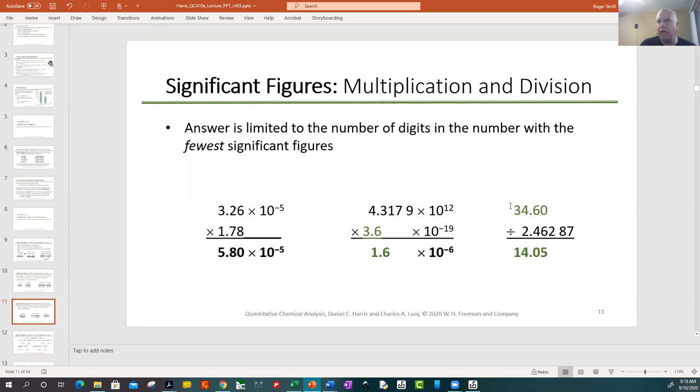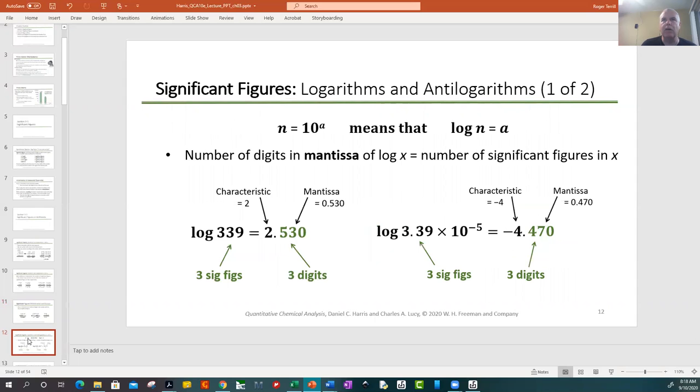Anyway, so 34.6 divided by this massive number, 34.60 rather, gives 4 sig figs in the answer. So this is 3 times 3 equals 3, 5 times 3 equals 2, 4 divided by 6 equals 4 here, in terms of sig figs. So now if we want to take logs, anti-logs, things get a little bit tricky out here.